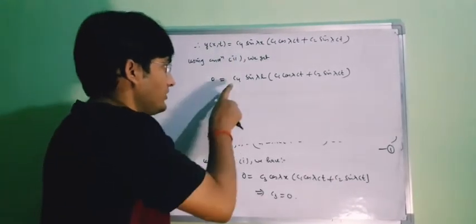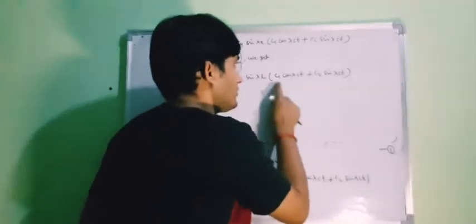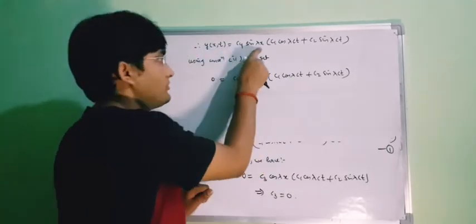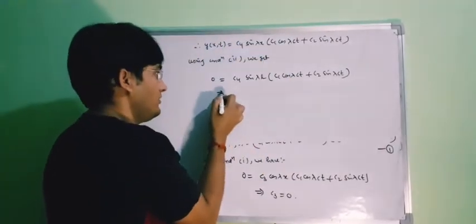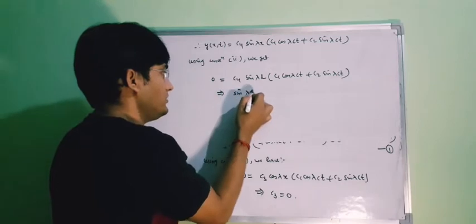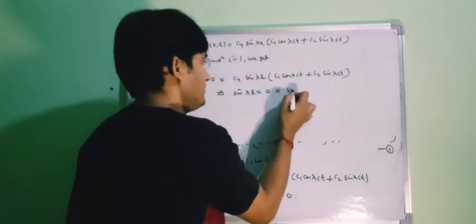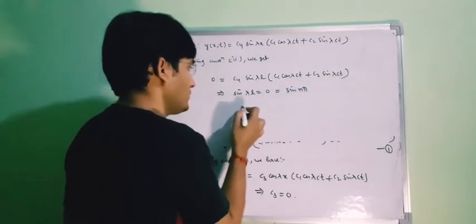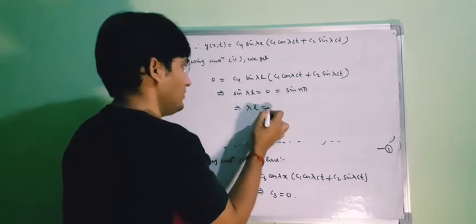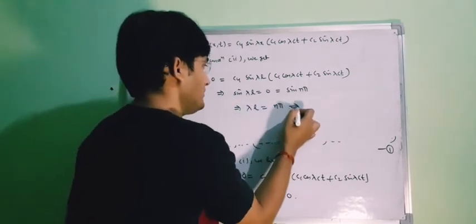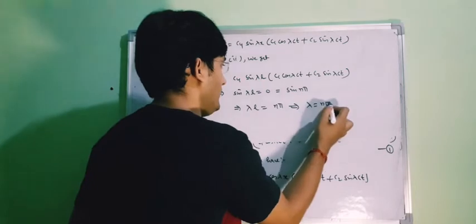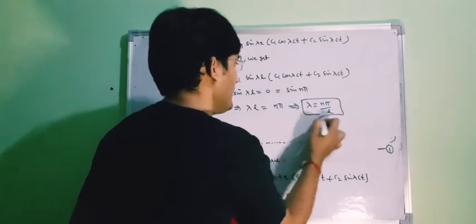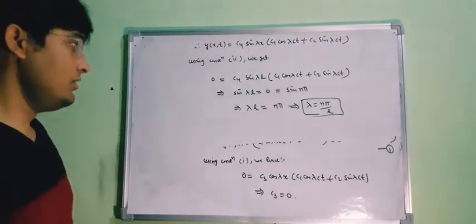Now if this c4 cannot be 0, again this bracket will not be 0, because if this is 0, then again your displacement will be 0. So from here sin lambda L will be 0, and sin is 0 for n pi. So from here lambda L will be n pi, that means your lambda is n pi upon L. So we have the value of lambda.